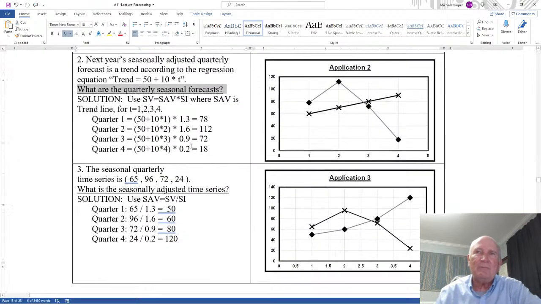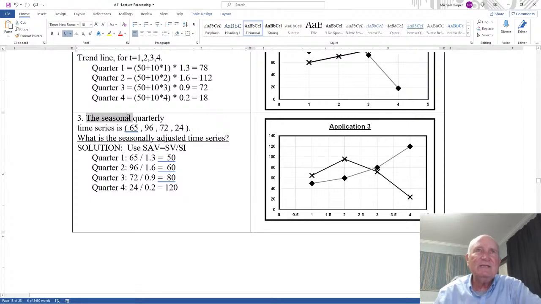Which leads us to application number 3. The seasonal quarterly time series is given. What is a seasonally adjusted time series? Okay, I plot this time series here, 65, 96, 72, 24. So if you look at that time series there, it goes up and then comes back down. And when I teach this in class, usually I have some stories about this, but I won't do it online. I'll just say, notice that it goes up and it comes down. If it's a stationary time series, and this is 1 year, then the next year it'll be the same 4 values. It'll be just way down here.